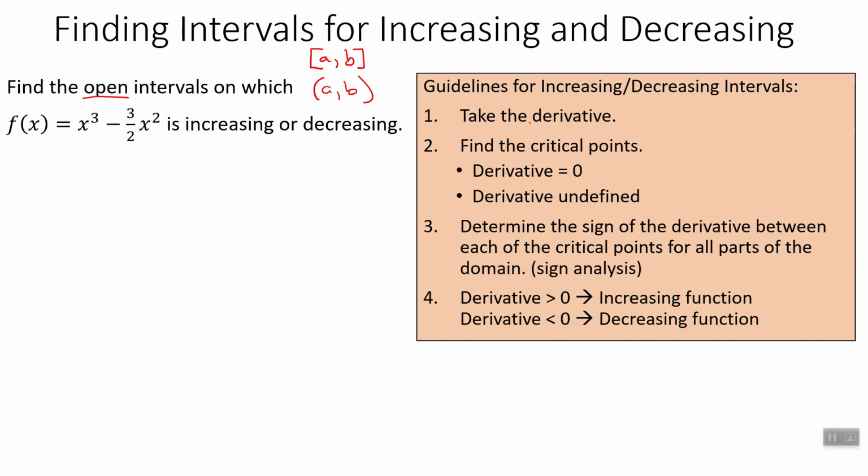So our steps here: first we want to take the derivative. Then we want to find something called the critical points. We want to know where the derivative could change sign. So where does it equal 0? Where is it undefined?